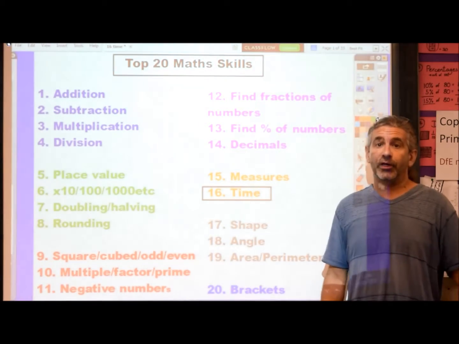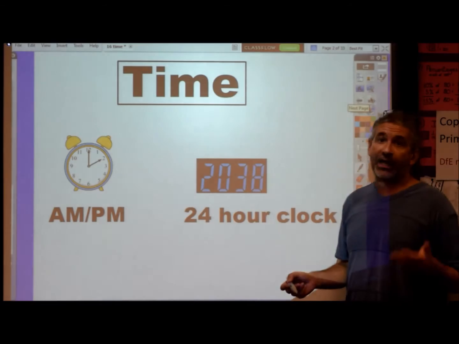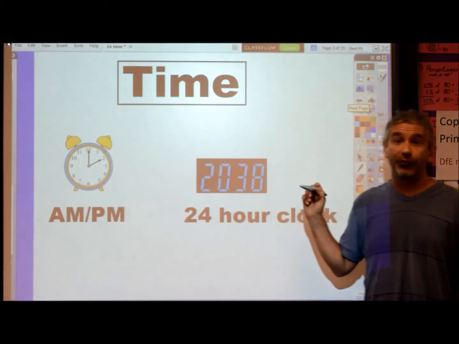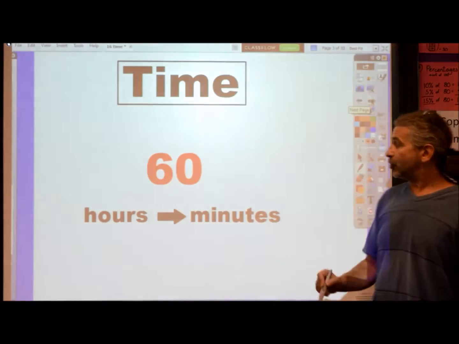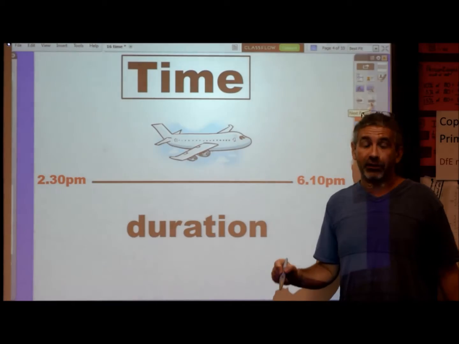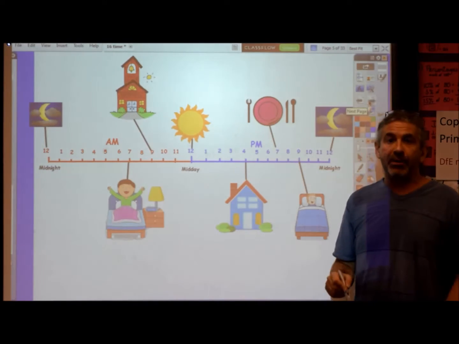20 math skills, number 16, time. There are three areas of time we're going to look at: how to change from AM, PM to 24-hour clock times, the relationship between hours and minutes, and duration problems, how long things last. Now we're going to start with AM, PM times.